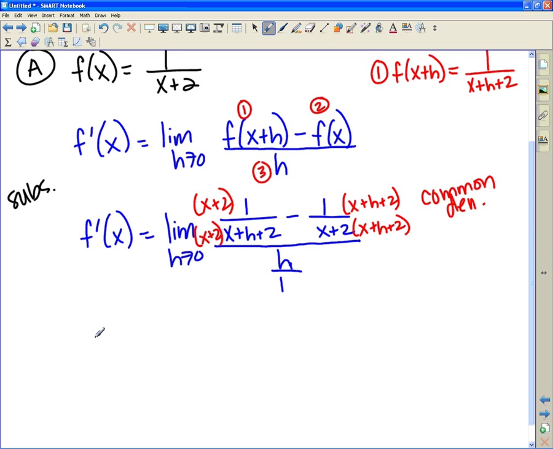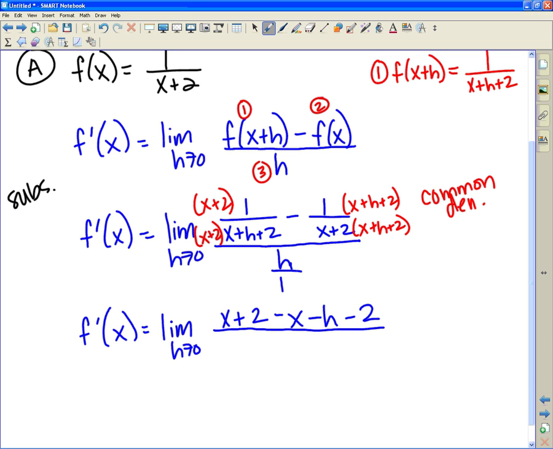Okay, here we go. f prime of x is the limit as h approaches 0. Numerator, x plus 2. Be careful. You need to distribute a -1 to all these three things. So minus x minus h minus 2. Do not waste time distributing on your denominator, your common denominator. Just leave it. Is it okay if I change the multiplication right now? Yes. So multiply by the reciprocal.